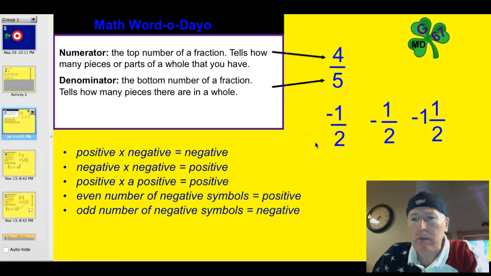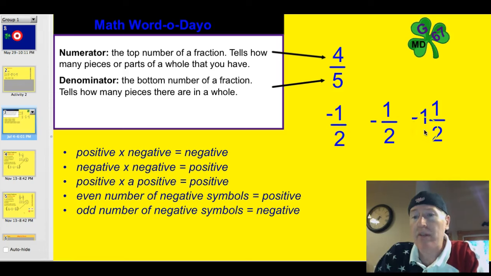I did want to talk a little bit about negative fractions. So we have a negative 1/2 here. Sometimes the negative symbol will appear up top by the numerator. Sometimes it'll appear right even with the fraction bar. Be very clear: the entire thing is negative. It's not a negative 1 over a positive 2. This is a negative 1/2.